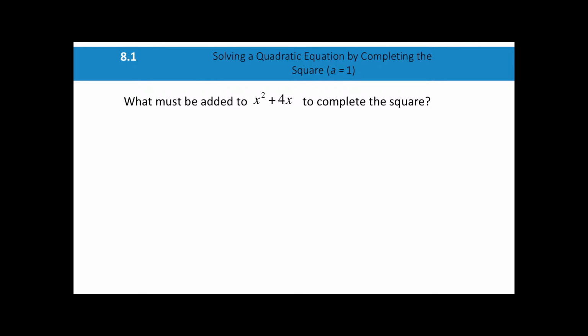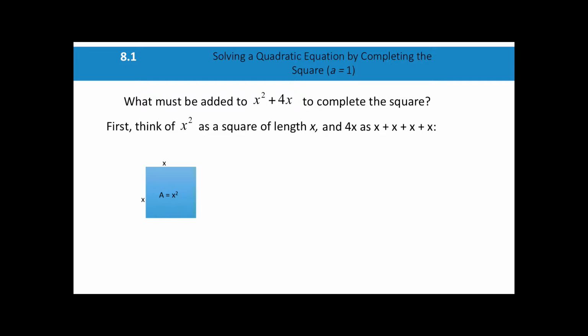First, let's start by thinking about what must be added to x squared plus 4x to complete the square. So what does complete the square even mean? What I want you to do is to think of x squared as a square of length x. As a visual person, I find this very helpful. So there's a square of length x, which means its area is x squared.